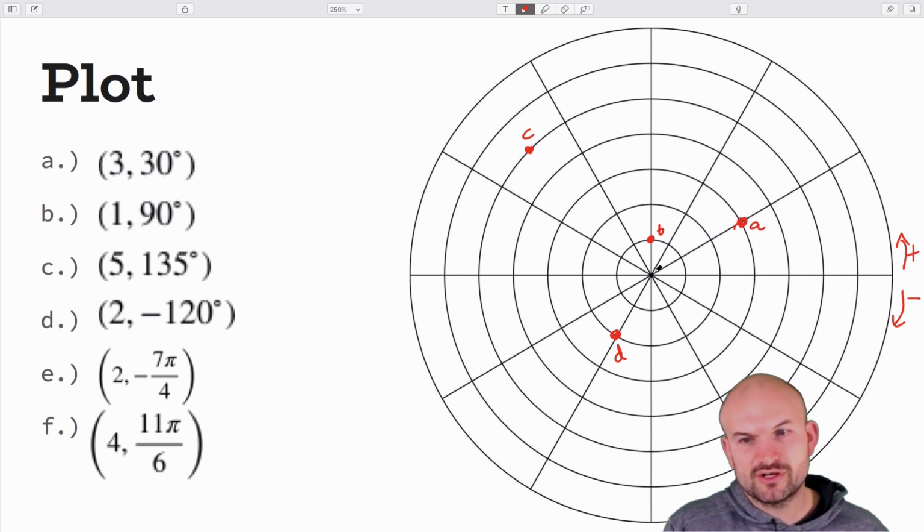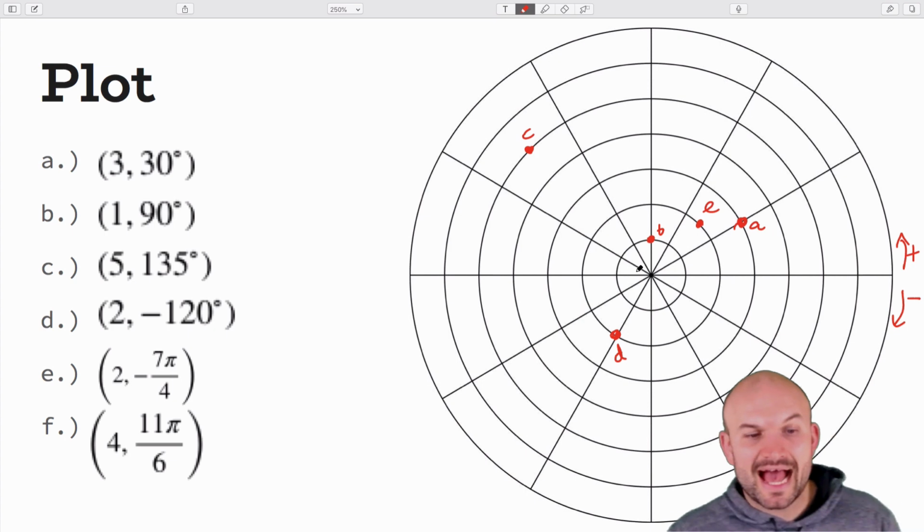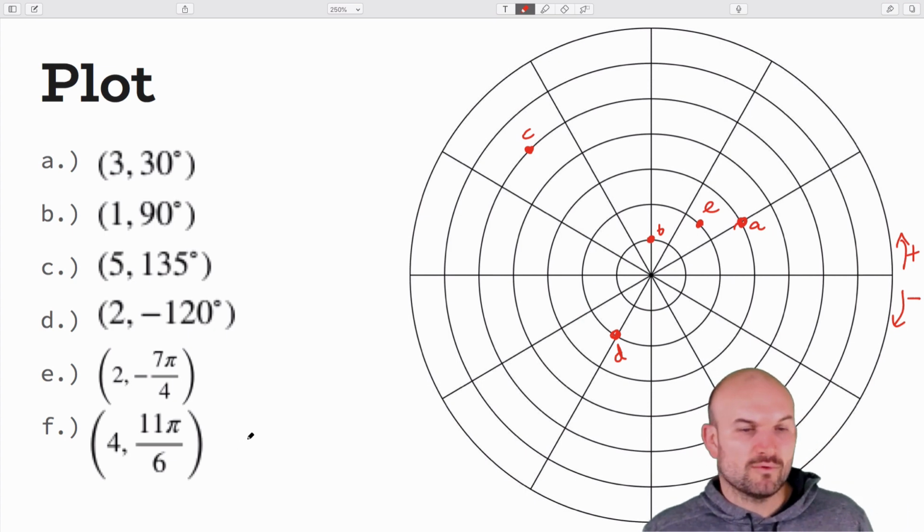And therefore, then it's going to be at 2. So 1, 2. So that's going to be my E. And then for F, same kind of idea here. We're at 11 pi over 6. So now that's going to be in the positive direction.